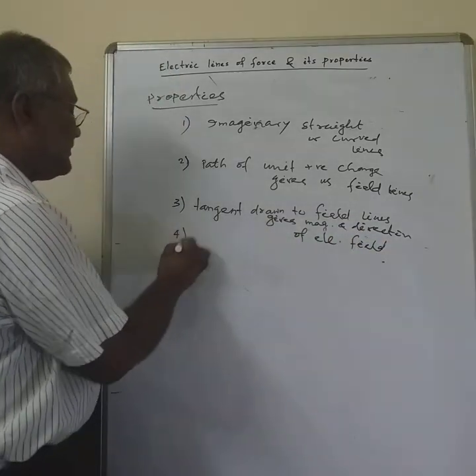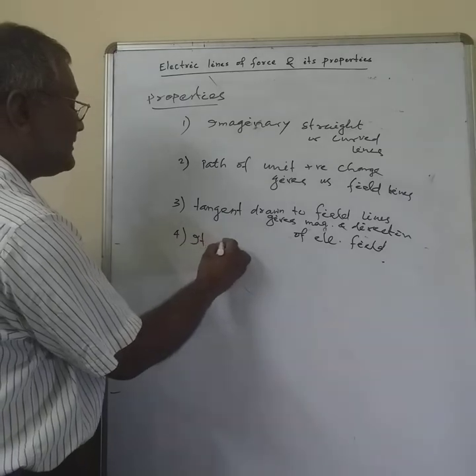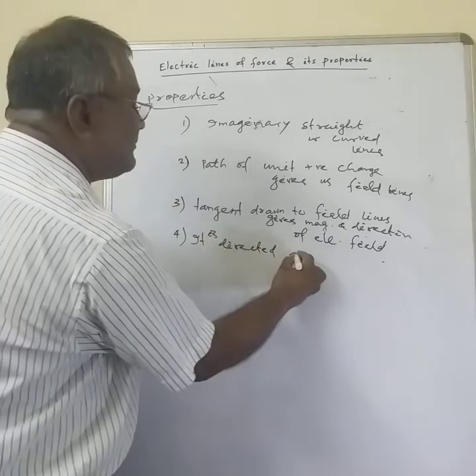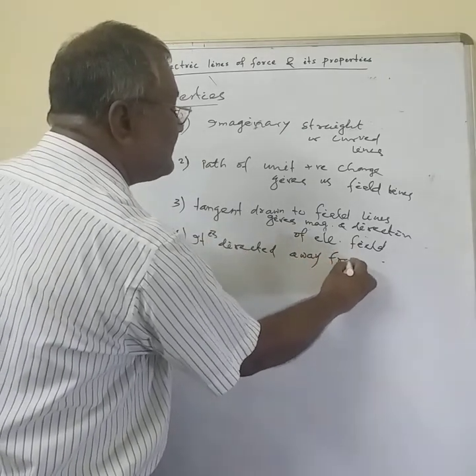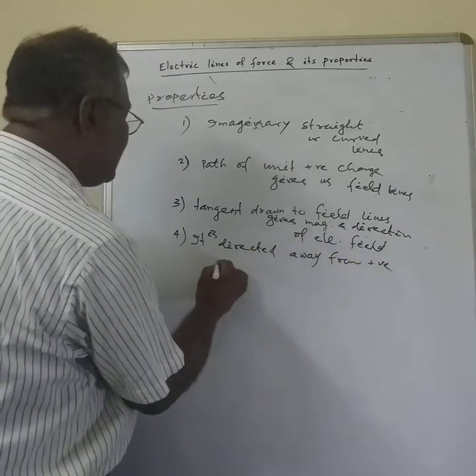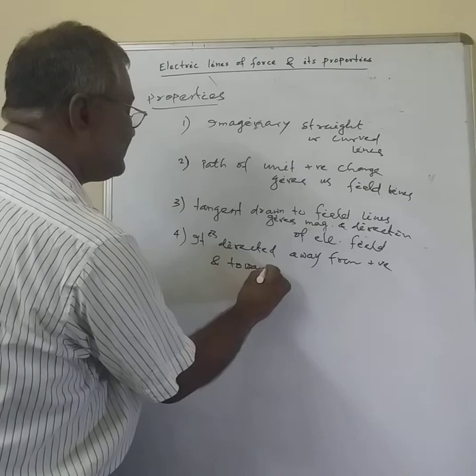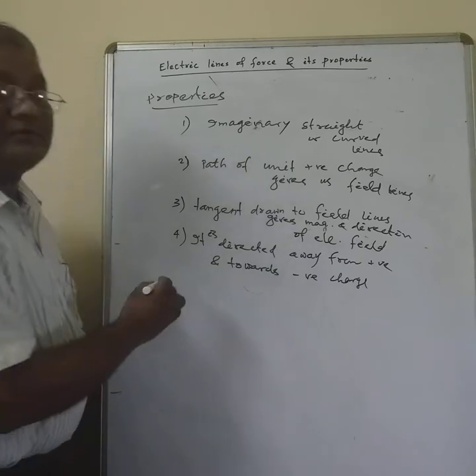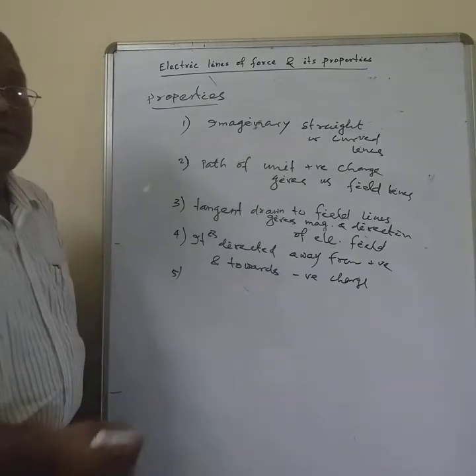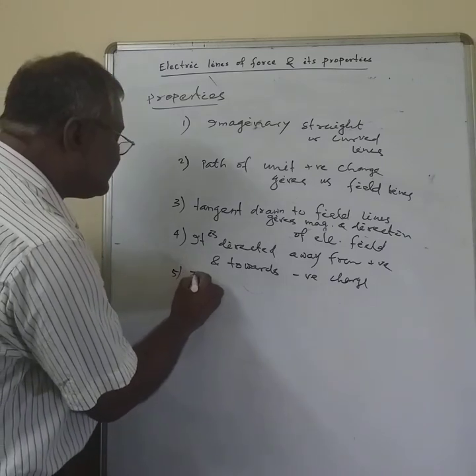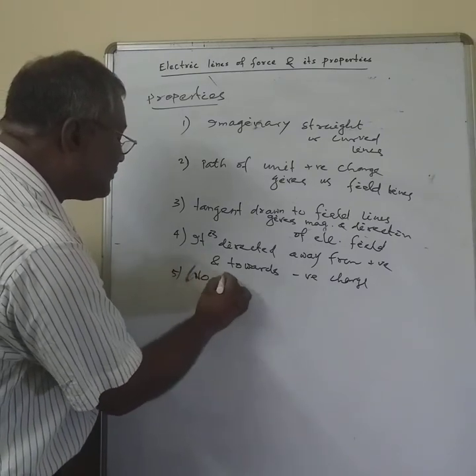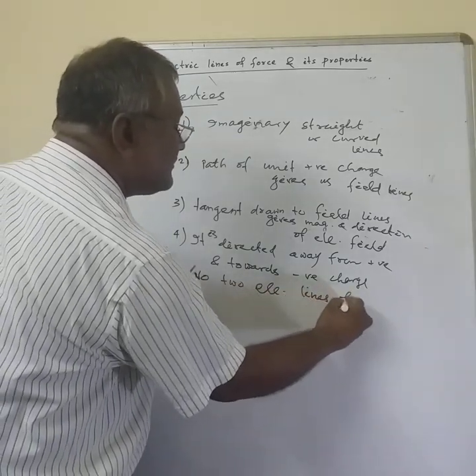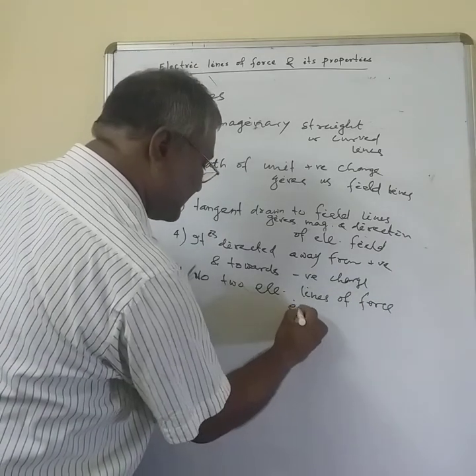Number 4, it is always directed away from the positive charge and towards the negative charge. This is the fourth property. Fifth property: no two field lines, no two electric lines of force, intersect each other.